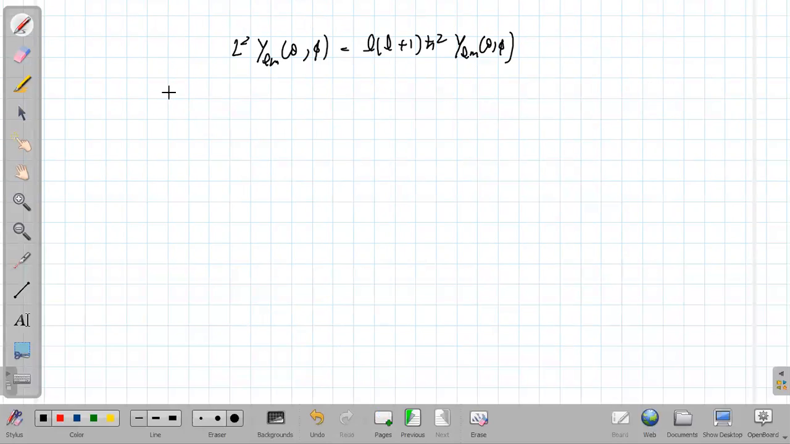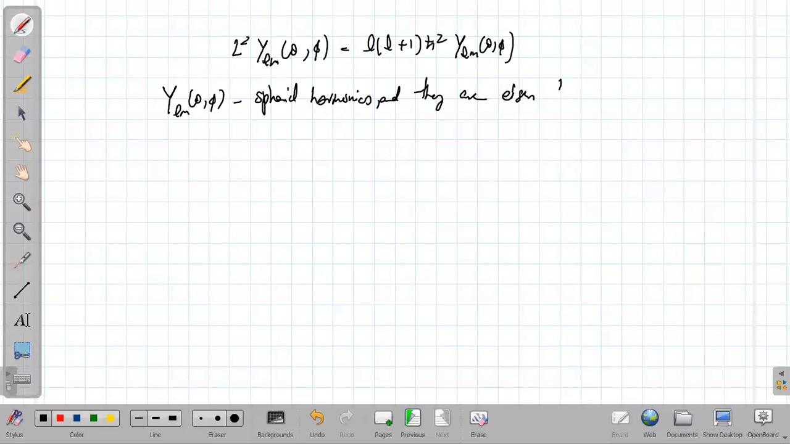So this Y_lm(theta, phi) is called spherical harmonics, and they are eigenfunctions of the operator L squared with eigenvalue l(l+1) h cross squared.